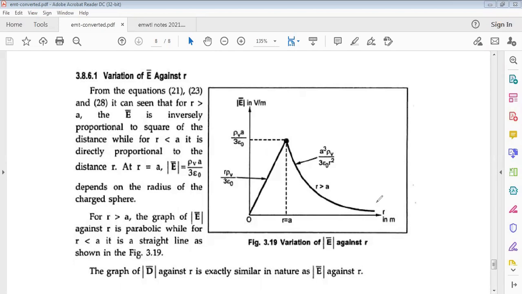Then it decays; next is r greater than a. So the equation we got for r greater than a is a cube rho v by 3 epsilon naught r square. These are the three equations we got after deriving for r equal to a, r less than a, and r greater than a.